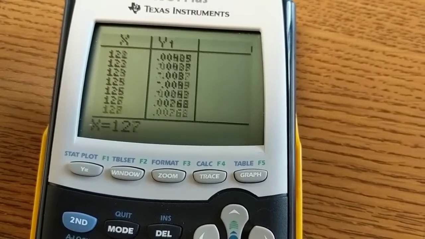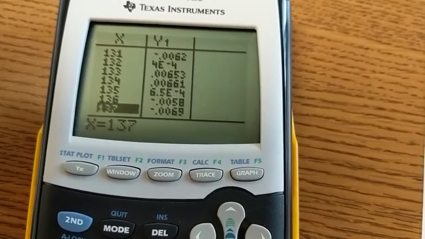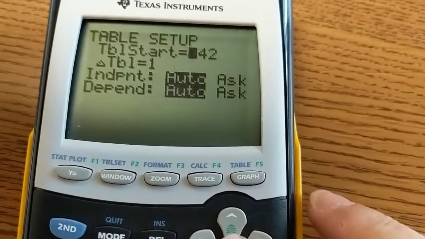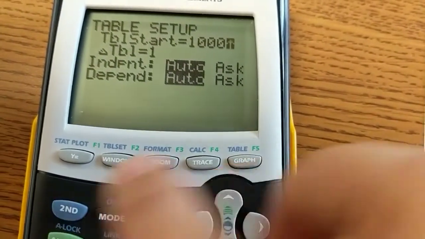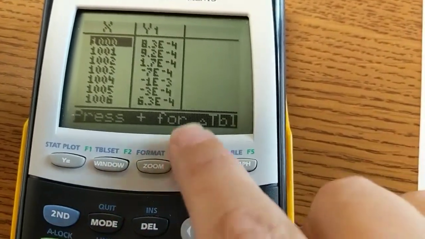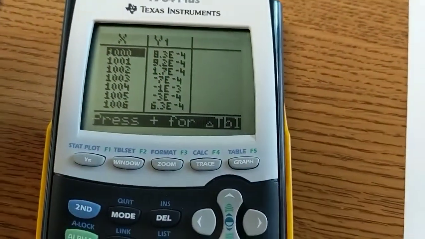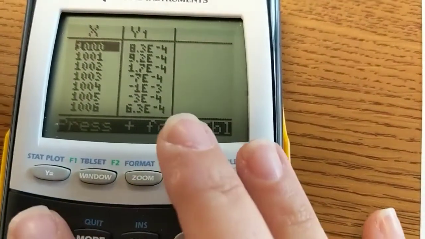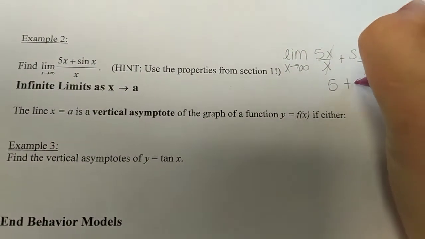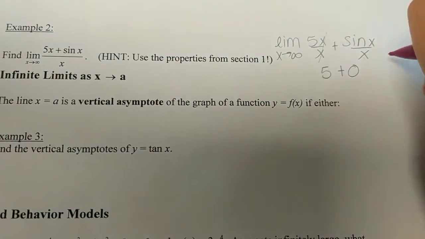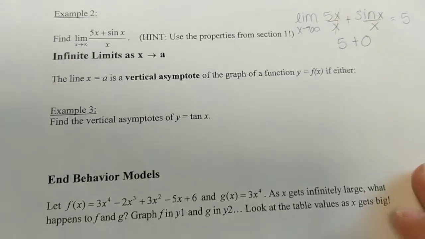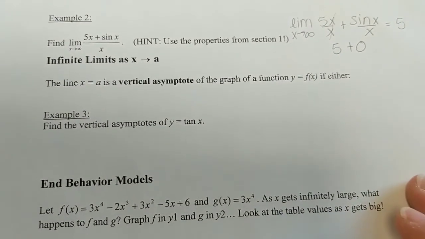But as x is getting bigger and bigger and bigger, I can see it's bouncing back and forth, but I'm going to go to an even bigger value. I'm going to start at 1,000. And this e -4 means it's scientific notation, so it's times 10 to the -4th. So I can see this is getting closer and closer to 0. And I could just keep investigating, but I think that's good enough to see that that one is tending toward 0. So the limit here would be 5 plus 0, which is 5.